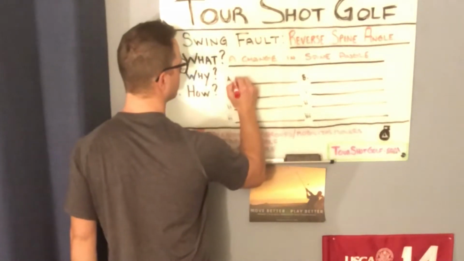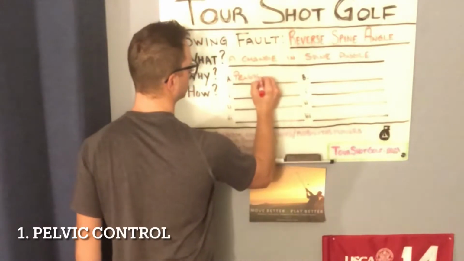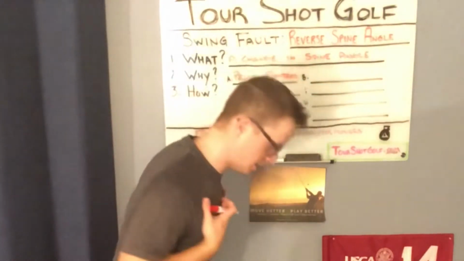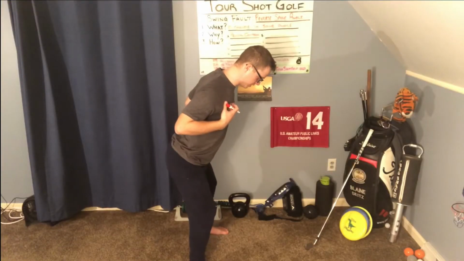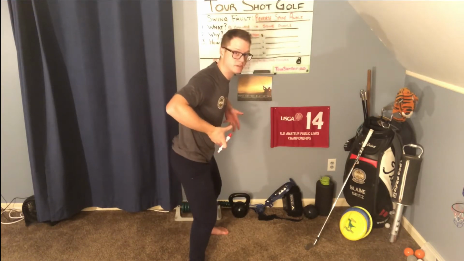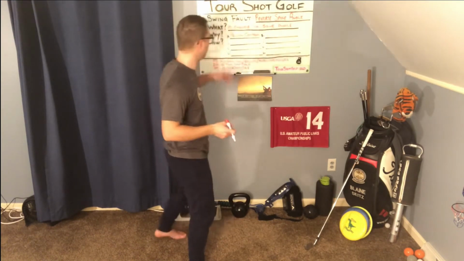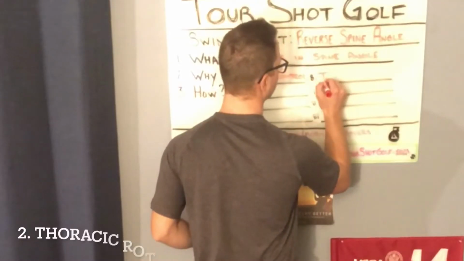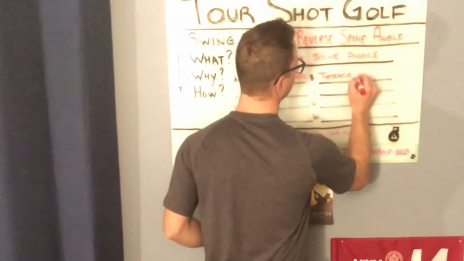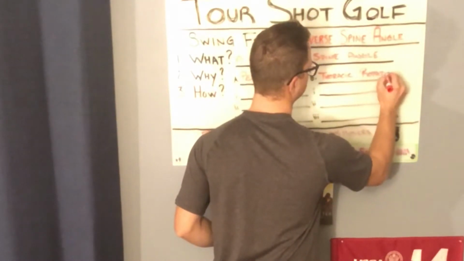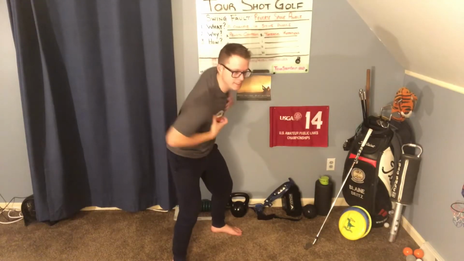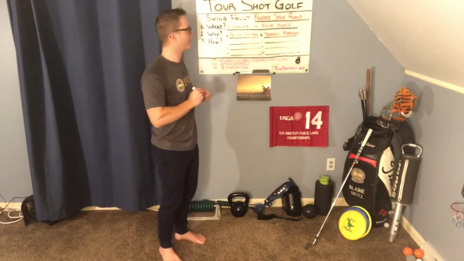The first one is pelvic control. Mainly we talk about pelvic tilt, the ability to rock your pelvis forward and backward, anteriorly and posteriorly. The inability to do that or control your pelvis is one of the things that causes reverse spine angle. The other is thoracic rotation, which is the ability for the upper body to rotate. So there are two things that cause reverse spine angle.